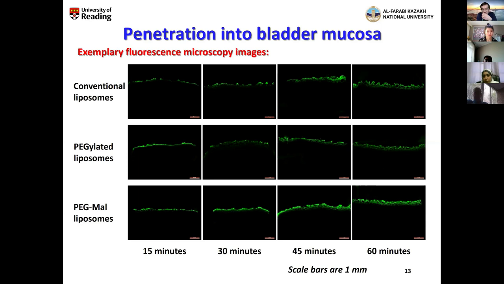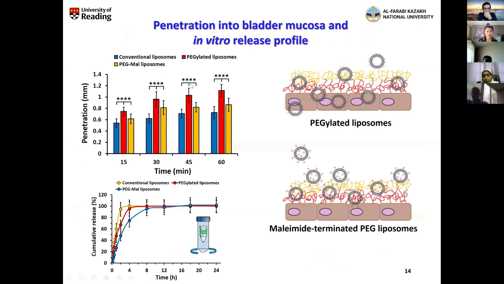As you can see in this slide, we assessed the penetration using fluorescent microscopy again. There was quite a high statistical difference between the pegylated liposomes and the maleimide functionalized liposomes. Then we also calculated the in vitro release profile, and as you can see, the maleimide functionalized PEG liposomes had delayed release compared to the other types of liposomes. This could also improve the efficacy of the drug penetration into the blood, across the blood wall.